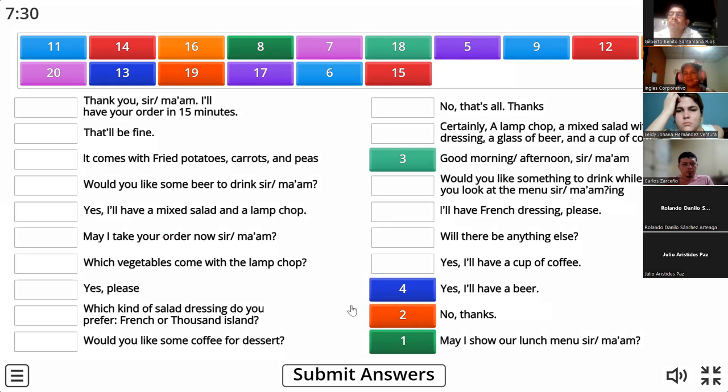Entonces, then, the client answered. Oh no, this is a reply from the client. Number three is from the client, okay? Because, and then number four, which one do you consider that is number four? When you say good morning to someone in a restaurant, that person will offer the menu. Which one is number four?